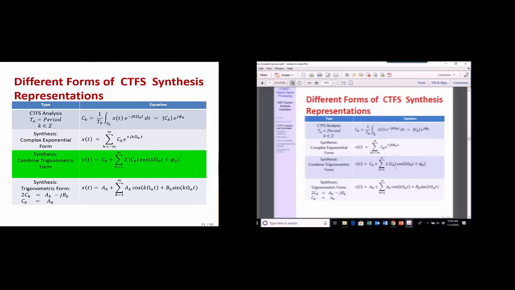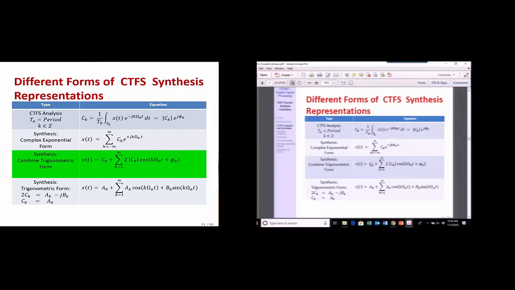And you'll be wondering, well, what is the magnitude of c k? This is the magnitude of c k, because c k is a complex number. And what is theta k? Because c k is a complex number, it can be represented as magnitude and phase. Theta k is the phase of c k.